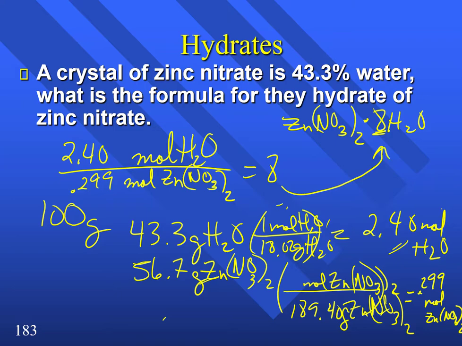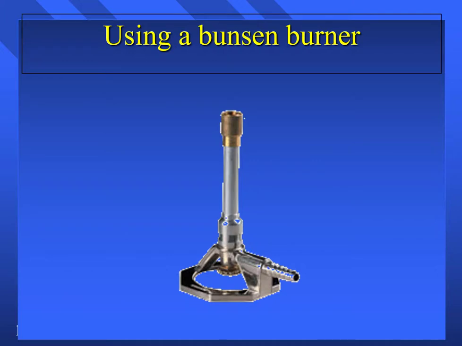So that's what you're going to do tomorrow. You're going to heat up a hydrate. Weigh it before, weigh it after, figure out how much water it lost, so you can figure out how many water molecules there were. Okay, to do that, you're going to have to heat it up. And those hot plates we said got hot, but not hot enough. So tomorrow, we're going to have to use Bunsen burners.